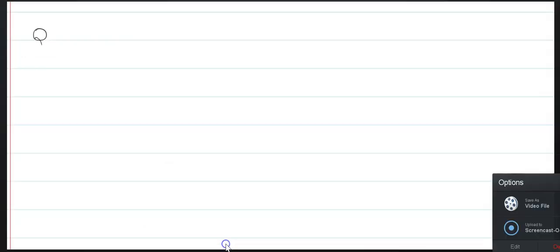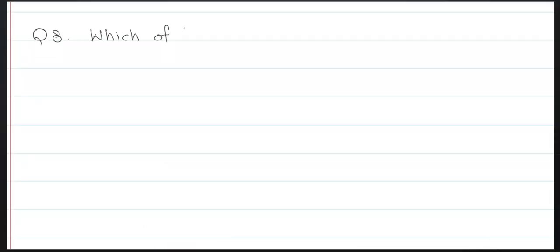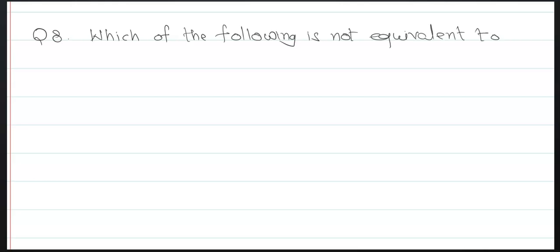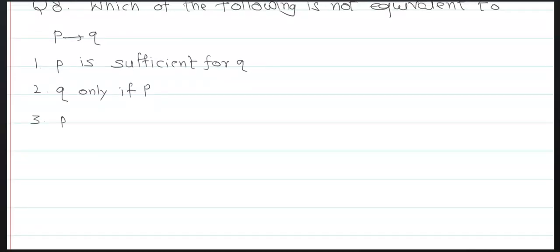Now next is question number 8. Which of the following is not equivalent to P implies Q? P is sufficient for Q, Q only if P, P only if Q, Q is necessary for P.